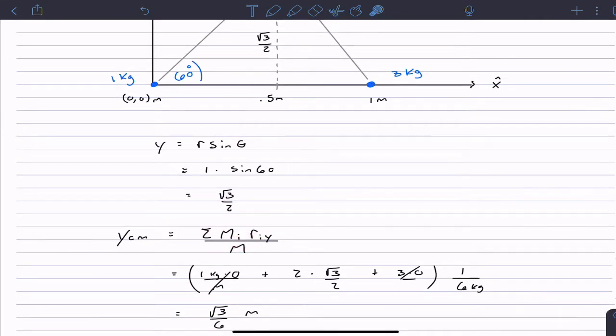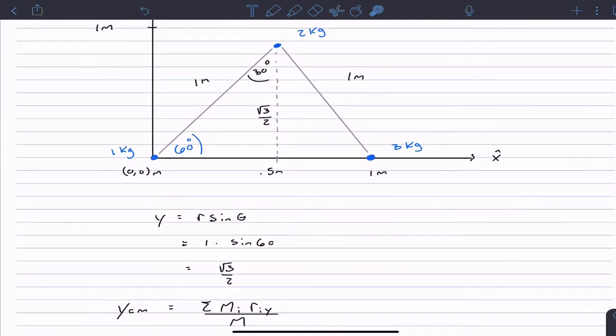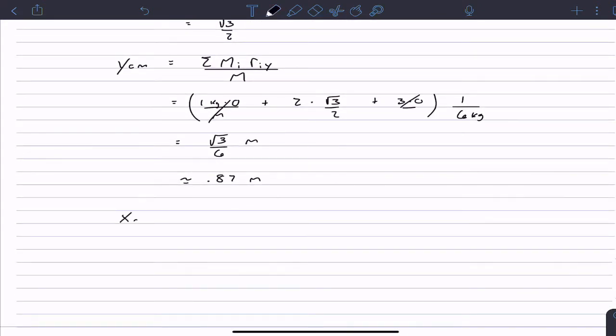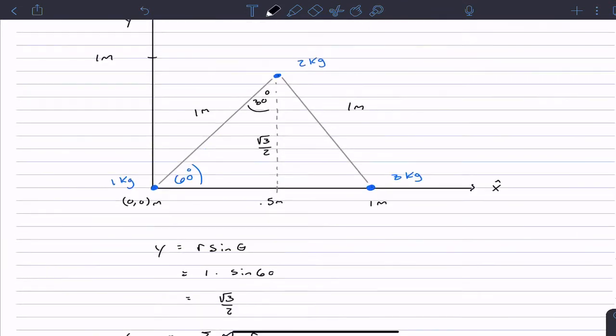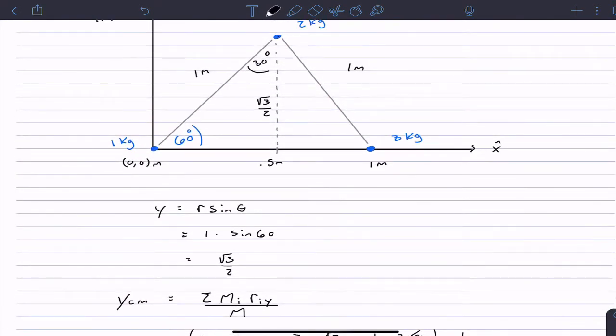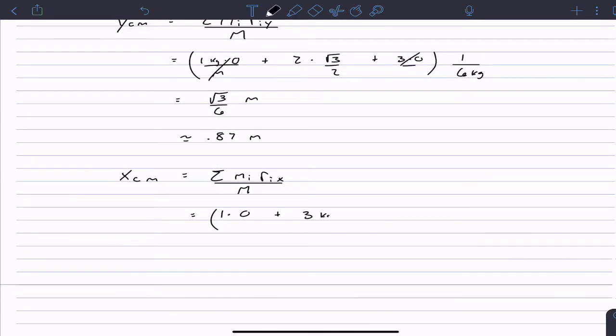All I'm doing is using this formula, so you just sum these up, right? You take the mass times the position in whatever direction you're given. Since this is a two-dimensional problem, I'm doing the y direction and the x direction. So now let's go with the x direction. Mass times x direction over total mass, right? So we have 1 kilogram times 0 for the first one. The next one is going to be 3 kilograms times 1 meter.